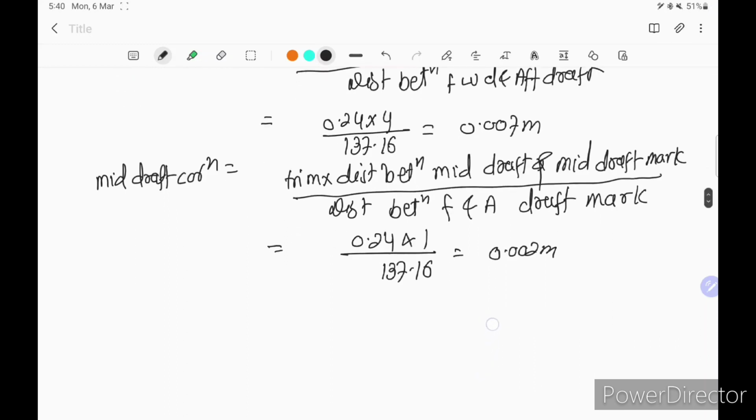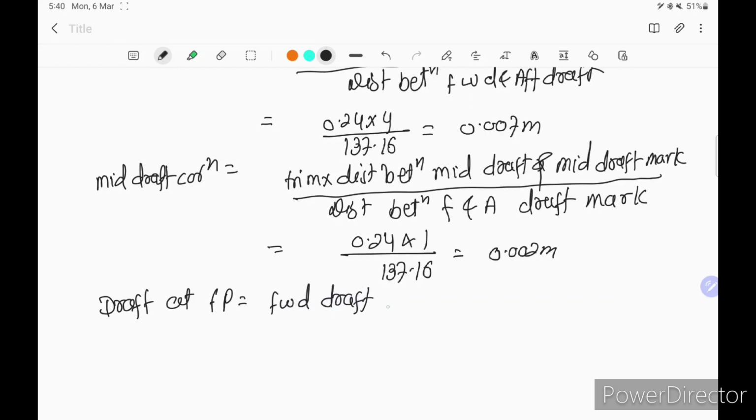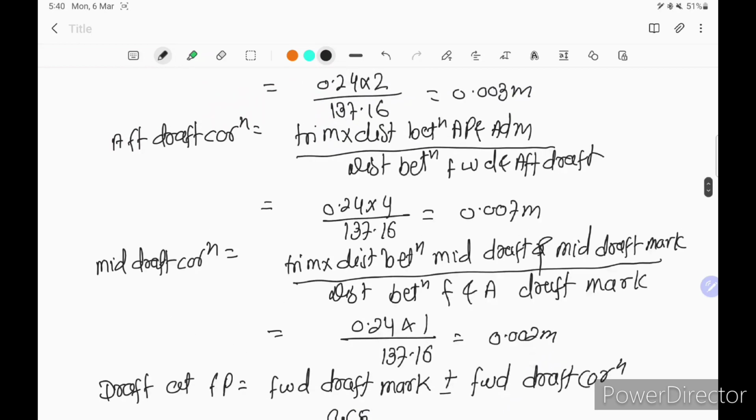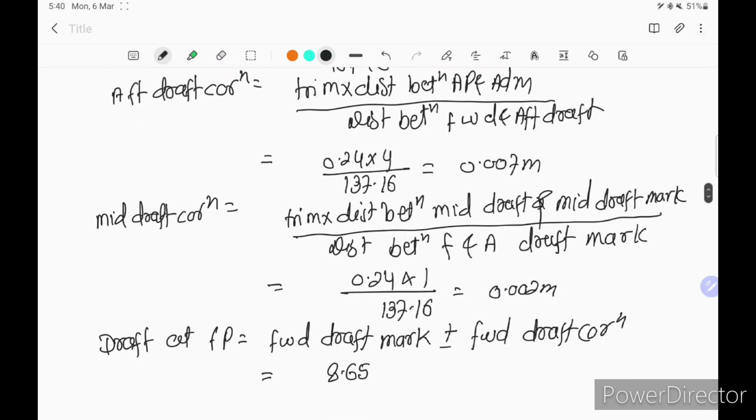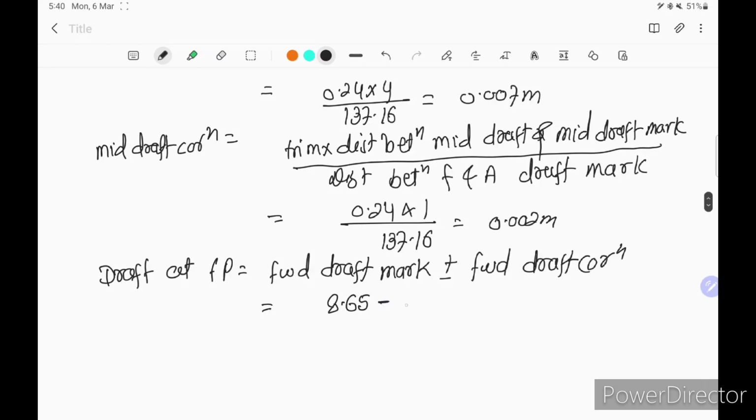What is the next step? The shortest formula was given in the previous video, draft survey calculation part 2, so go to that video, draft at forward perpendicular. Formula is forward draft mark plus minus forward draft correction. Forward draft mark is 8.65, which is given in the question. Since our vessel is trimmed by stern and our draft mark is aft of the forward perpendicular, 0.003, that's why it is minus.